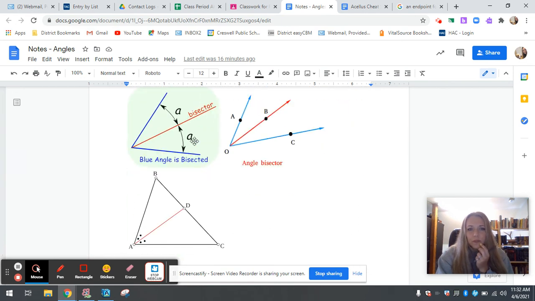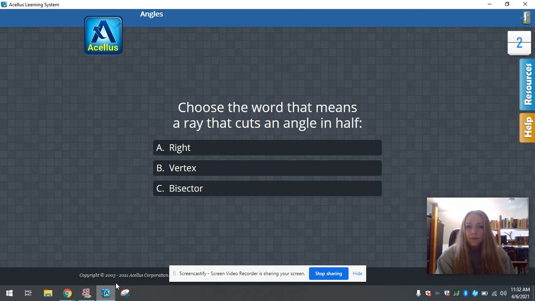I think I have a picture. A bisector, you see how it cuts it right in half. Right in the halfway point between this angle is the bisector. This angle, there's the bisector. Bisector, if you break down the word, bi means two, sect means cut, so cut it into two.